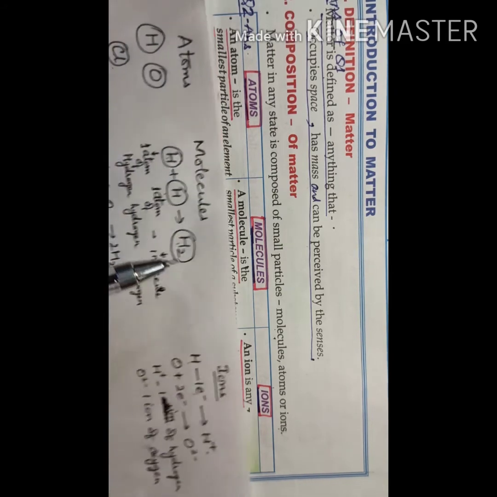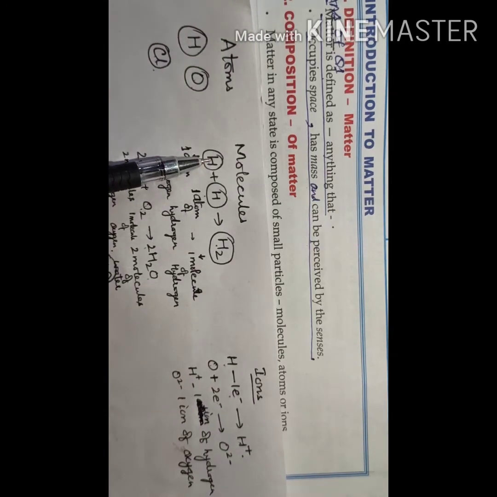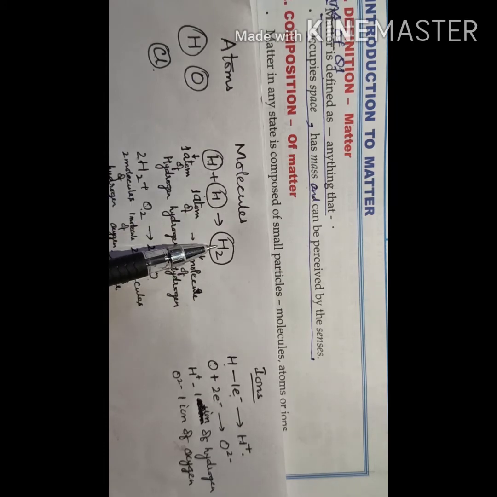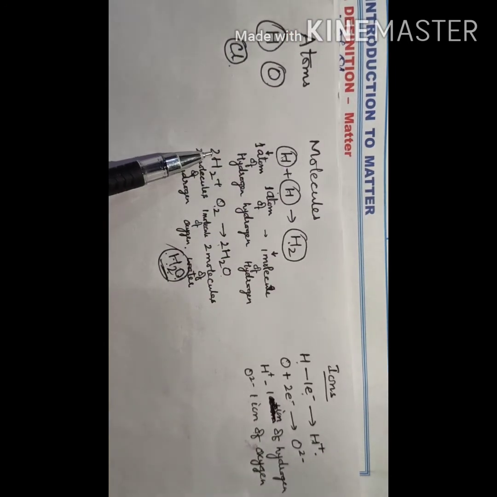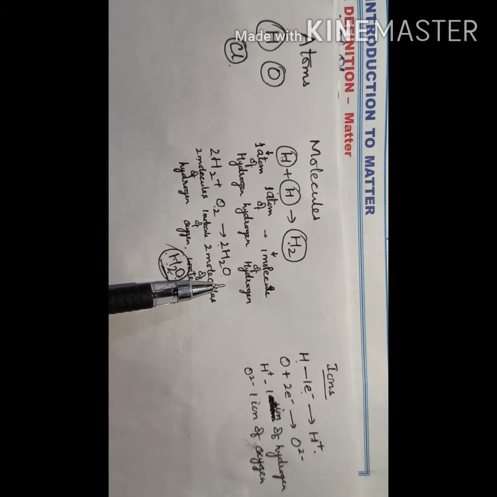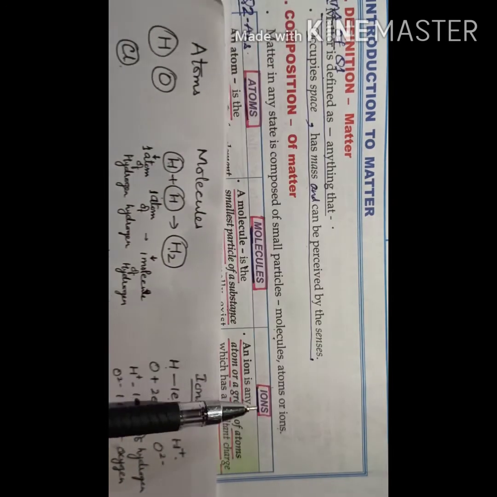Right? Now just see, H is one atom of hydrogen. When combined with another atom of hydrogen, it forms one molecule of hydrogen. In the same way, when two atoms of hydrogen combine with one atom of oxygen, it gives a molecule of water. If I write H2O, what is it? It is one molecule of water, which is made up of two atoms of hydrogen and one atom of oxygen.